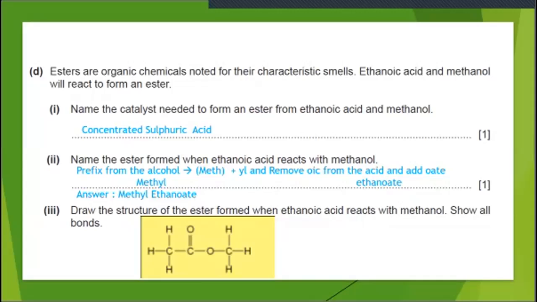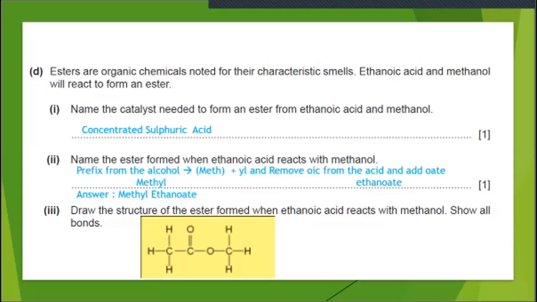Concentrated sulfuric acid is needed to form an ester from an acid plus an alcohol, right? So an acid plus an alcohol will require a catalyst, concentrated sulfuric acid, right? All the time, every time an acid reacts with an alcohol, if you want to form an ester, you must have concentrated sulfuric acid for that to take place. Right? Name the ester formed when ethanoic acid reacts with methanol.